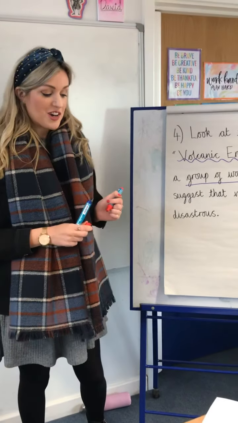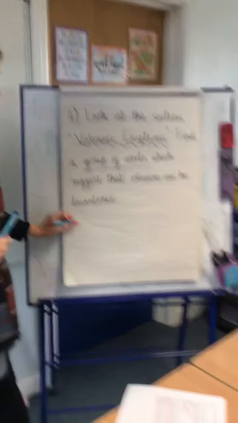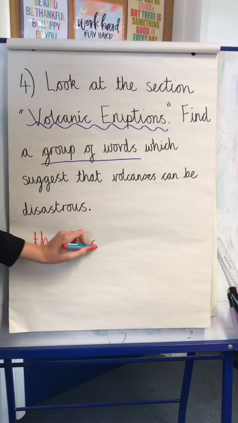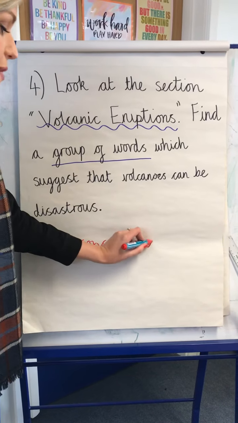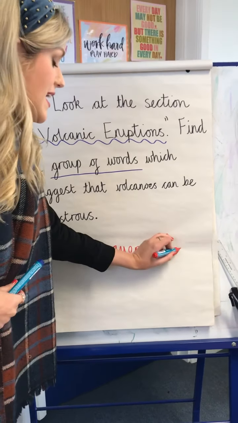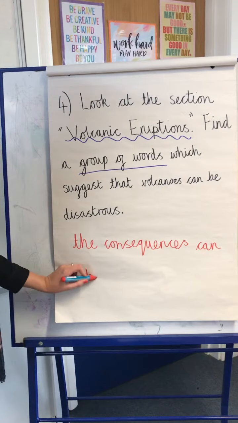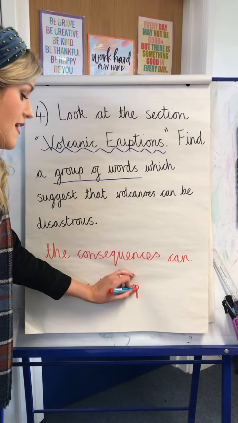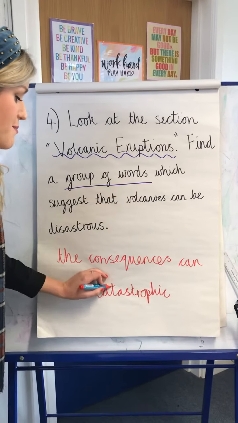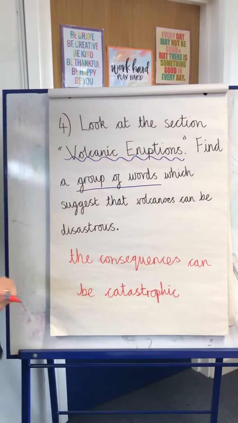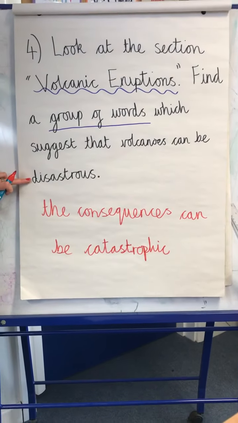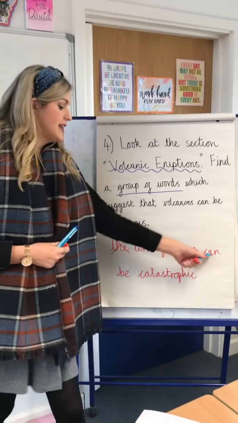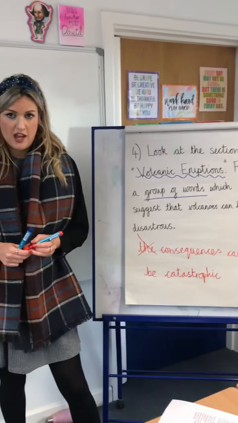And the answer to that question was the group of words, the consequences, so the things that happen after, can be catastrophic. And that means it can be a catastrophe. It can be really awful. It can be disastrous. You didn't need the necessarily. You can just have consequences can be catastrophic.